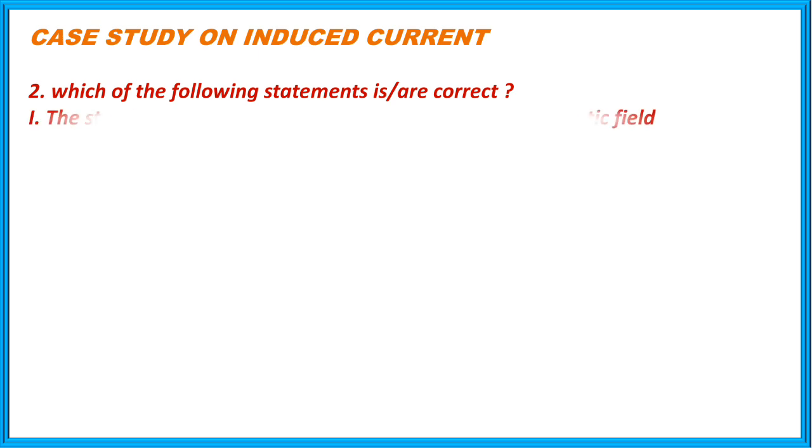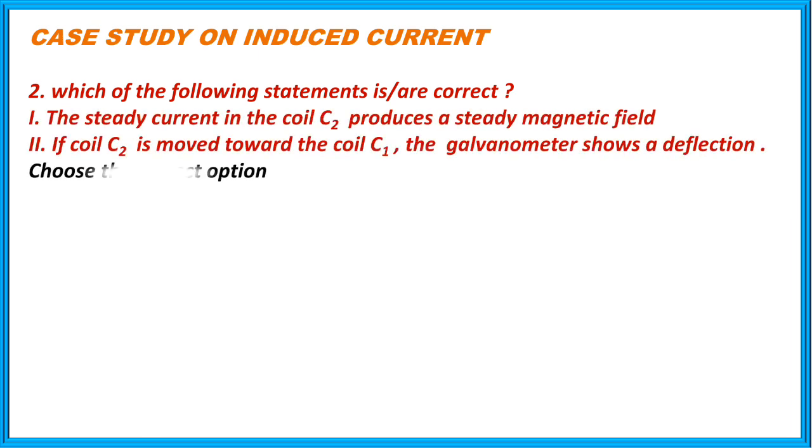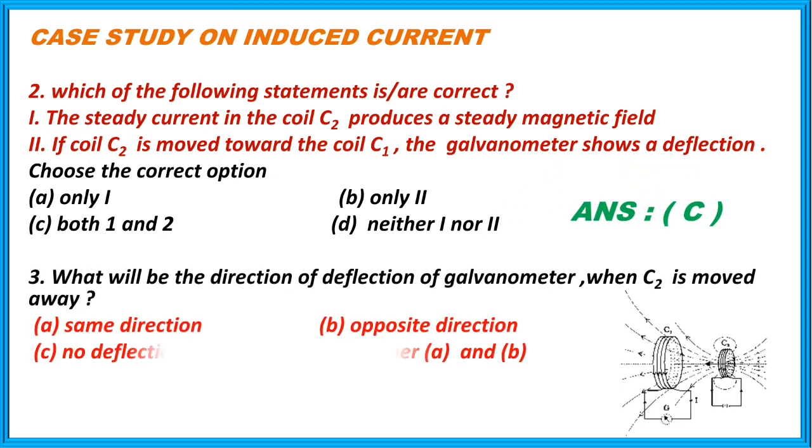Now question number 2. Which of the following statements is or are correct? Statement 1. The steady current in the coil C2 produces a steady magnetic field. Statement 2. If coil C2 is moved towards the coil C1, the galvanometer shows a deflection. Choose the correct option. Option A, only 1. Option B, only 2. Option C, both 1 and 2. D, neither 1 nor 2. Your correct answer is C. Both 1 and 2 are right.